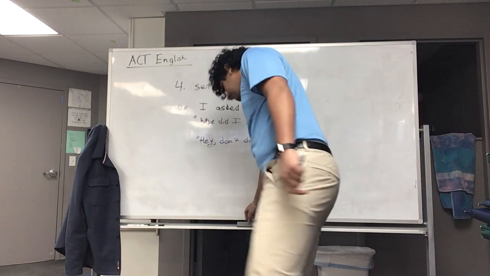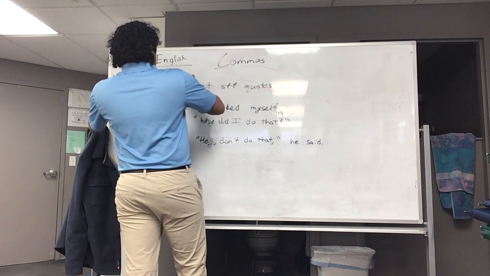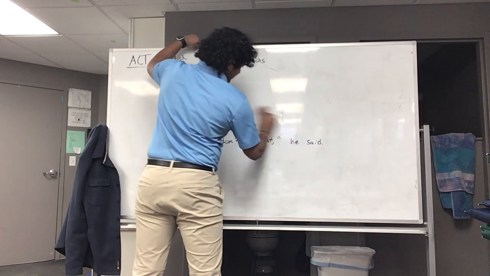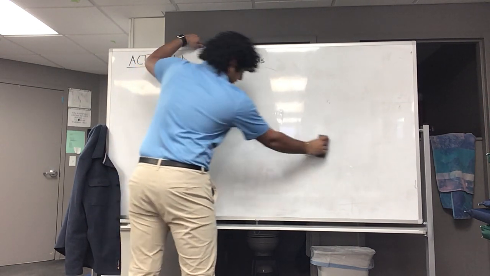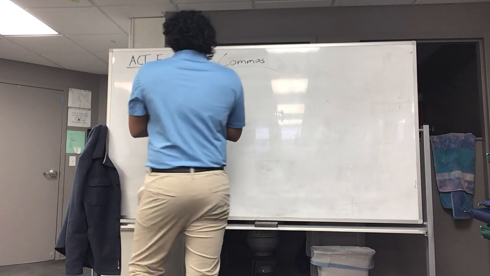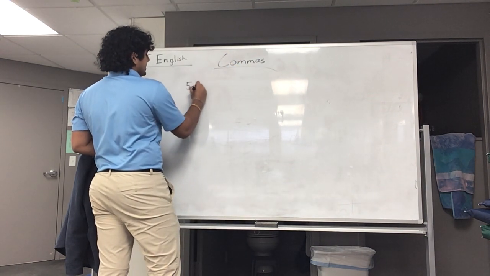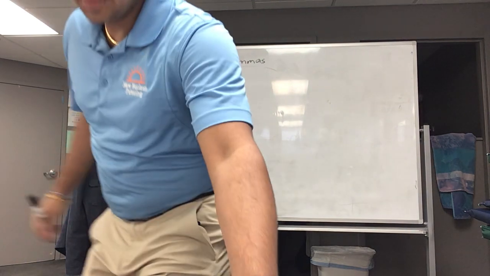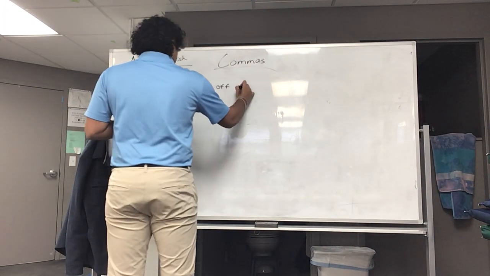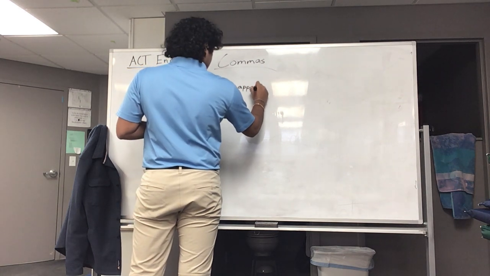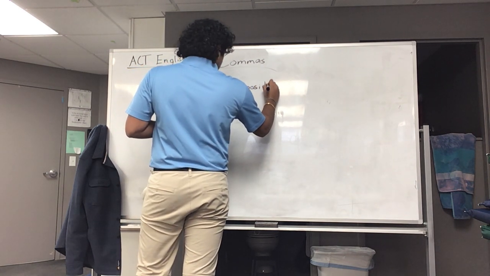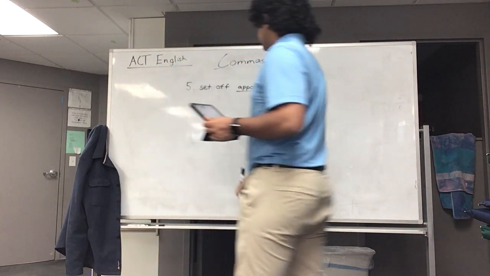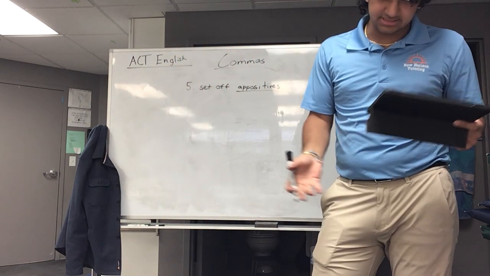Now this is a little bit tricky. I'm going to use a word. I don't know if a lot of you will know this one, and that's okay. It's a tricky word. The word is, so commas can set off, make sure I'm spelling this right. Appositives is the word. Commas can set off appositives.